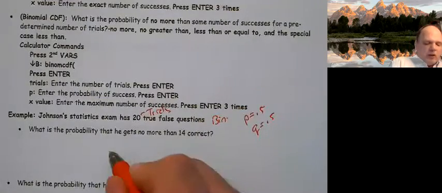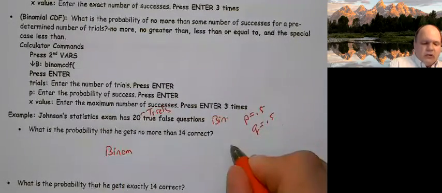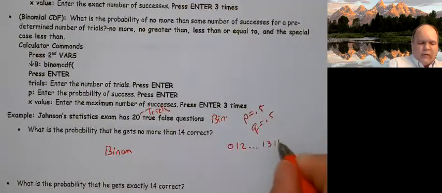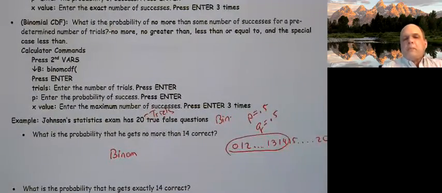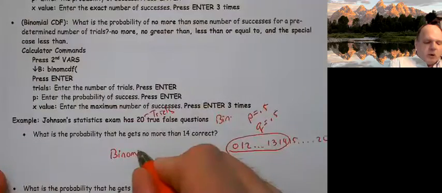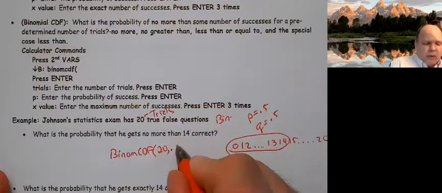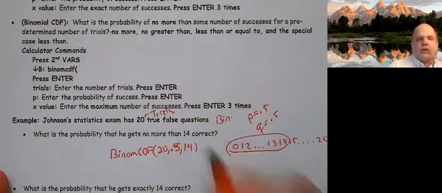All right, so we've already said that this was a binomial. And we can get 0 correct, 1 correct, 2 correct, ... 13, 14, 15, ... all the way to 20. No more than 14 means these values. Well, that's multiple values, so it tells me I'm working with a CDF. So we have a binomial CDF. Our trials are 20. Our probability of getting it right is 0.5. Probability of success is 0.5. And we need an X value of 14 because that's the highest one that we circled.